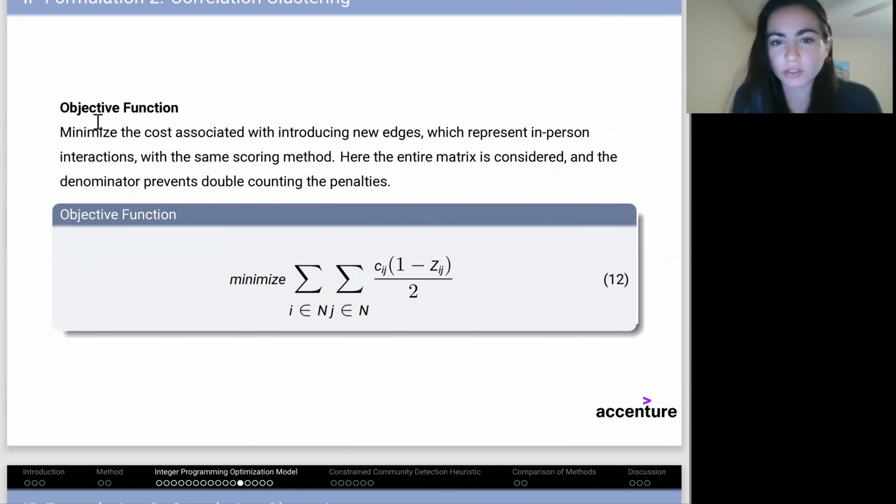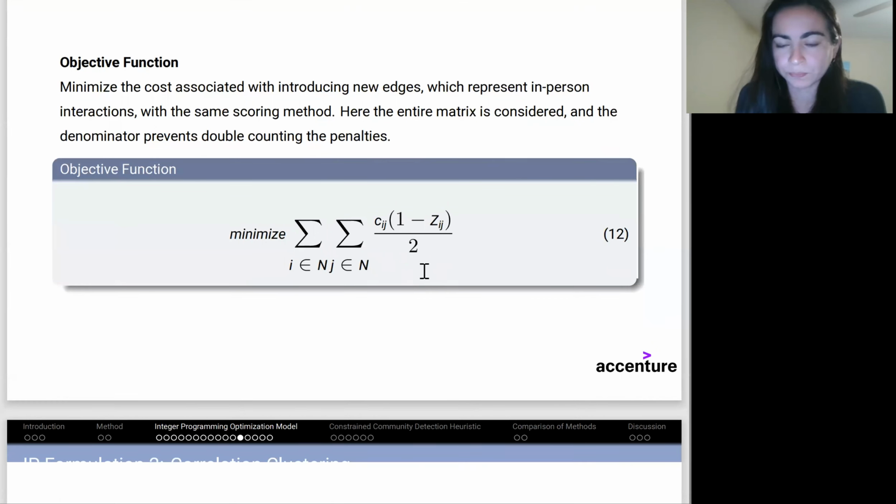So again, the objective function, we're minimizing the costs associated with introducing new edges, which would represent new in-person interactions, which we're trying to avoid with COVID-19. So same scoring method. Here we consider the entire matrix because the denominator is already preventing double counting the penalties.